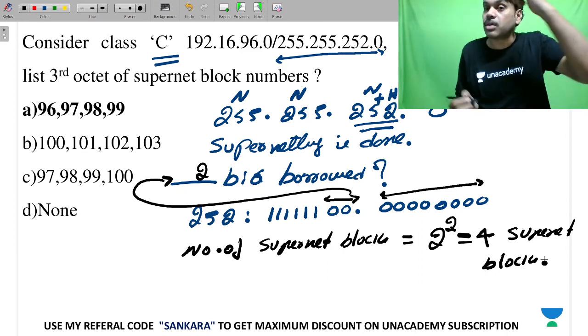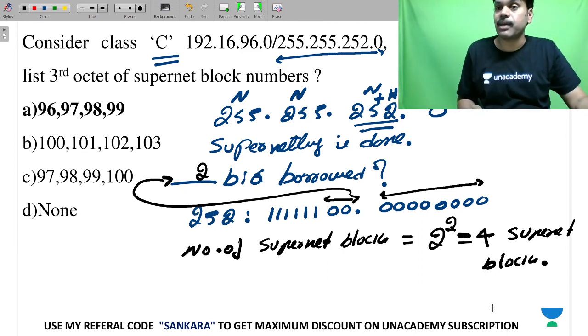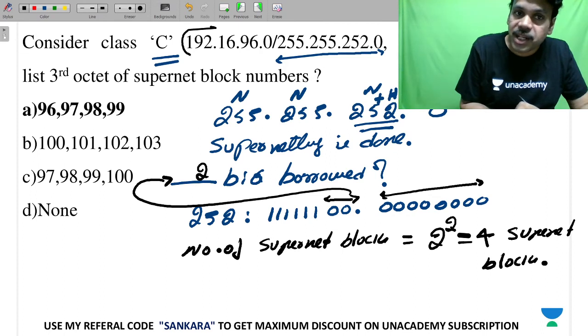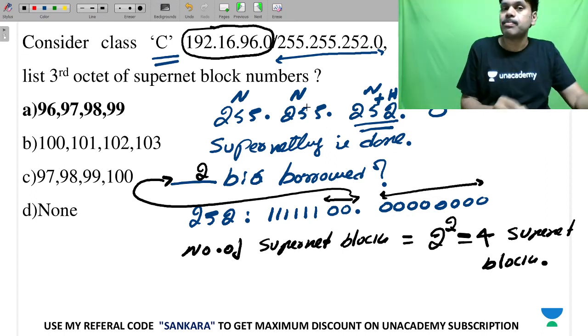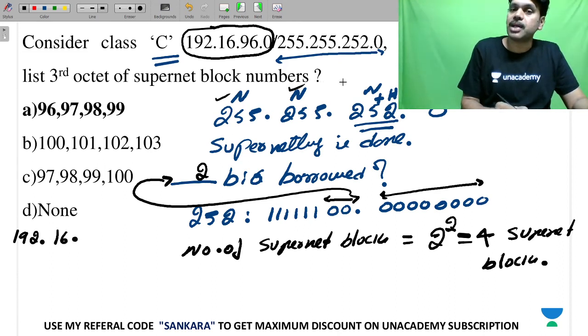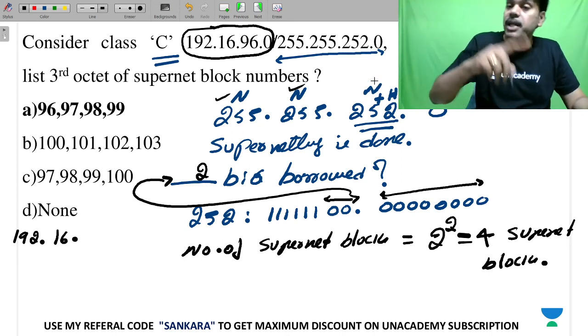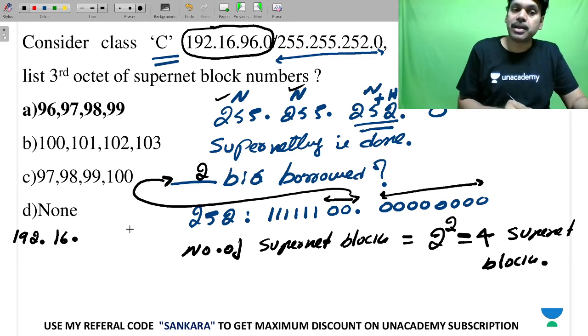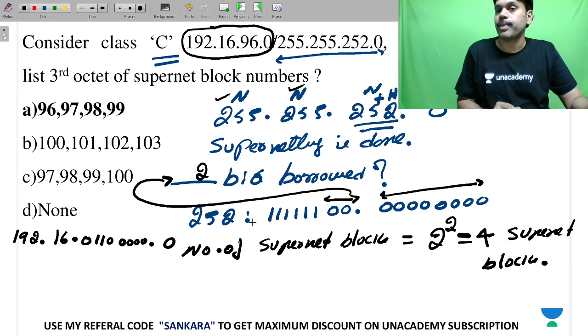So what are your blocks? What are your supernet IDs? He is asking. Okay. Now this time write your IP into binary. What is your binary? Please observe carefully. This is NID. We are not going to touch. And 16 also NID. We are not going to touch. Third octet, some bits are NID, some bits are HID. That I want to write in binary. 96. 0110 0000 and last is 0 because last octet is purely for HID only.